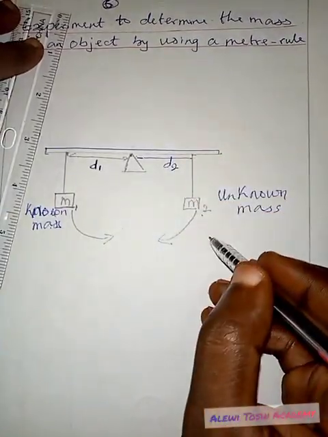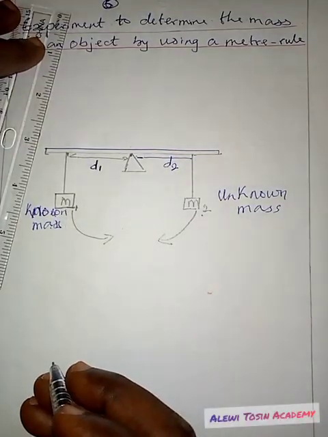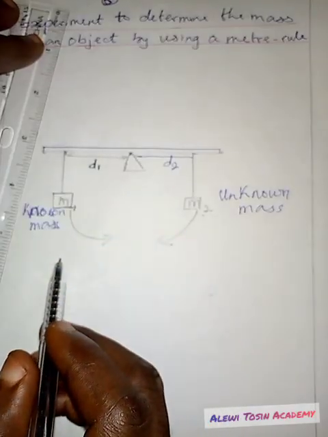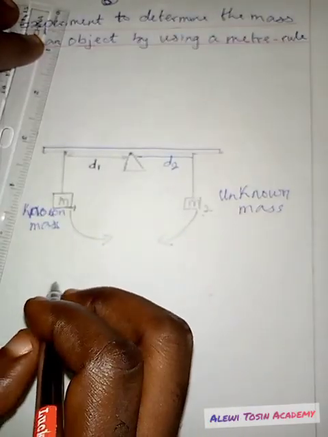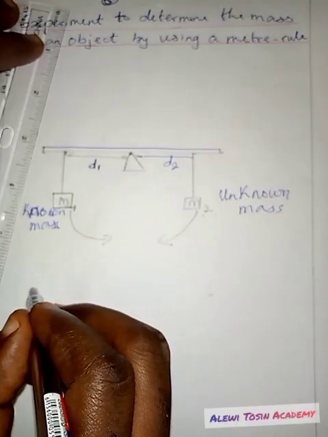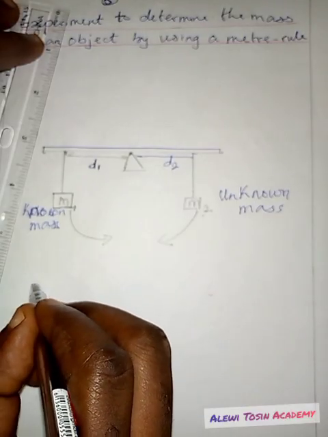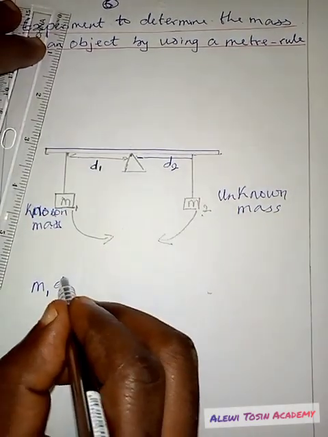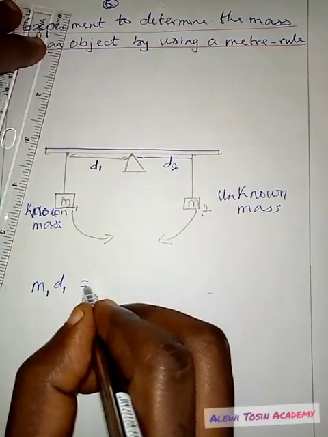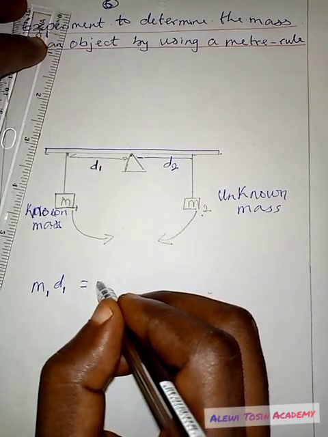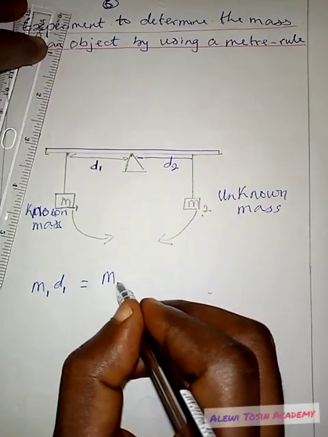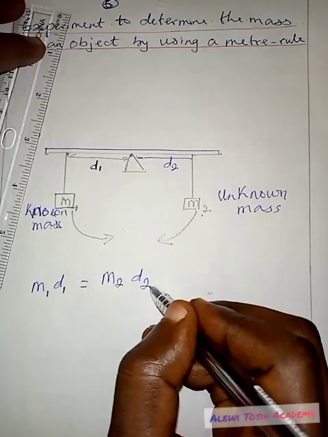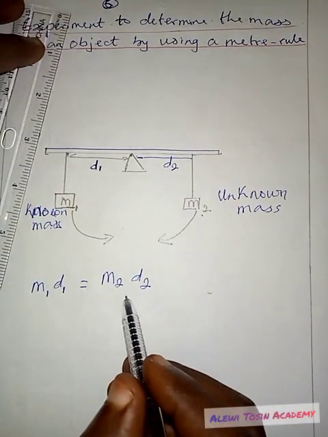So now, we said that we know this mass already, M1, and this is its distance. M2 is the unknown. To determine the mass, we say our M1 times D1, which is moment, is equal to M2 times D2. Are we together? M2 times D2.